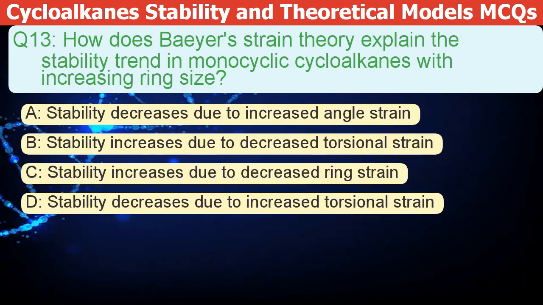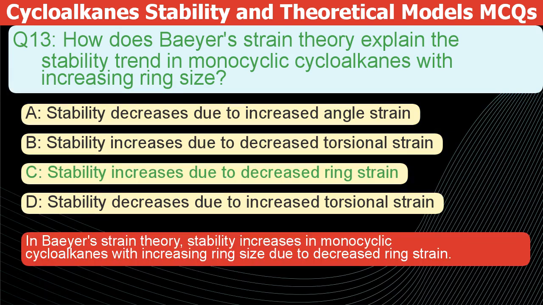How does Baeyer's strain theory explain the stability trend in monocyclic cycloalkanes as ring size increases? A. Stability decreases due to increased angle strain. B. Stability increases due to decreased torsional strain. C. Stability increases due to decreased ring strain. D. Stability decreases due to increased torsional strain. The correct answer is C. In Baeyer's strain theory, stability increases in monocyclic cycloalkanes with increasing ring size due to decreased ring strain.